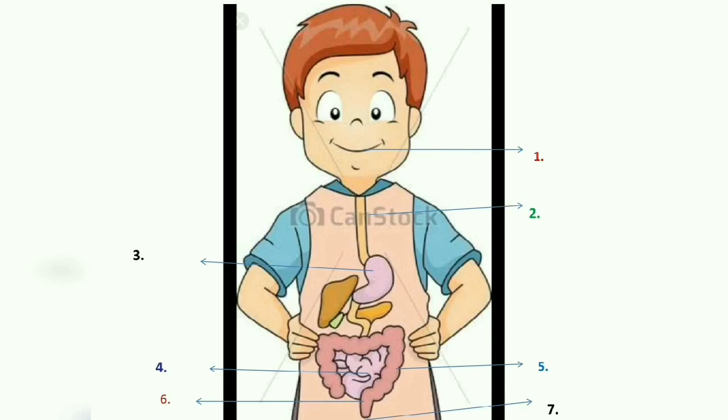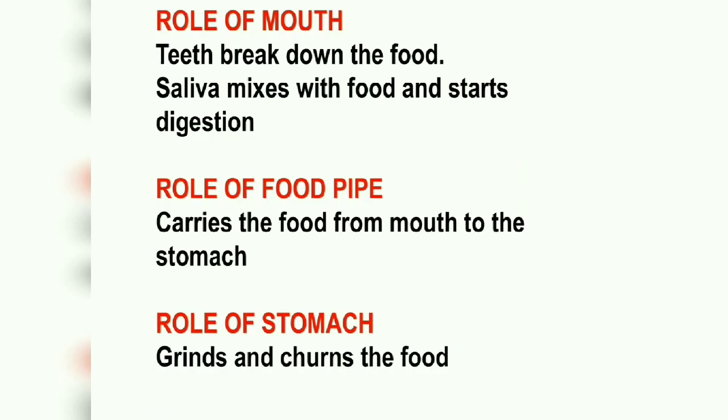Yes. Fourth one, the small pink pipe-like structure within this cavity, that is the small intestine. The dark pink structure outside, which is comparatively broader, is the fifth one, the large intestine. The last part of the large intestine is the rectum, which stores waste, and the anus removes it.